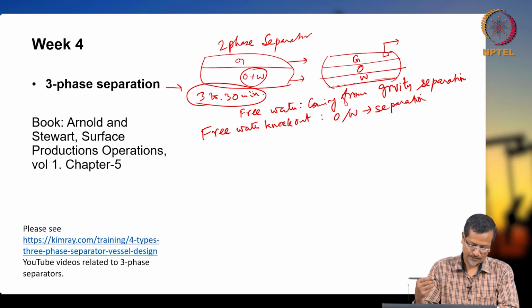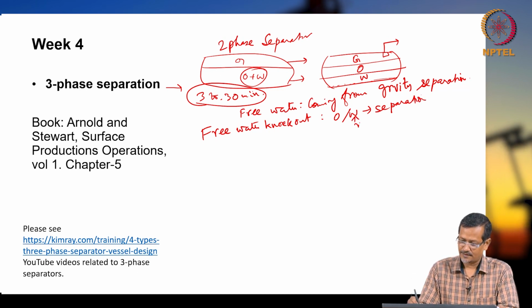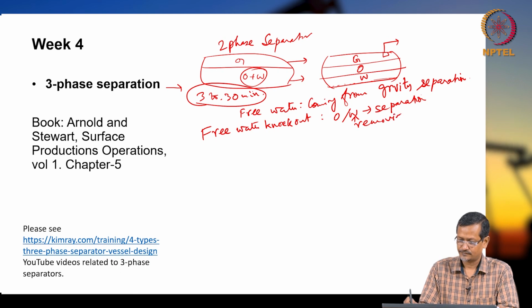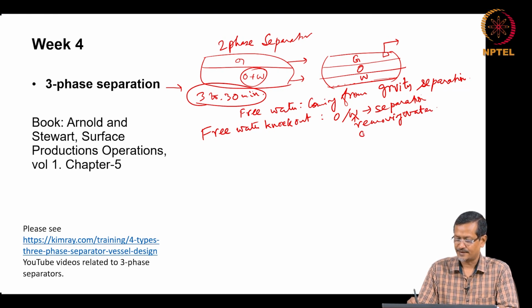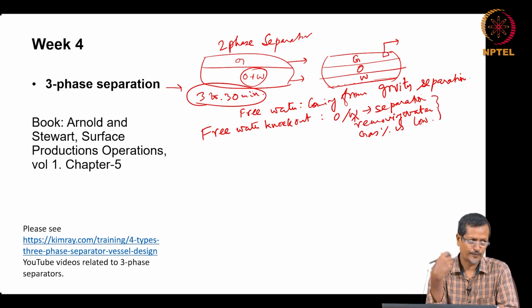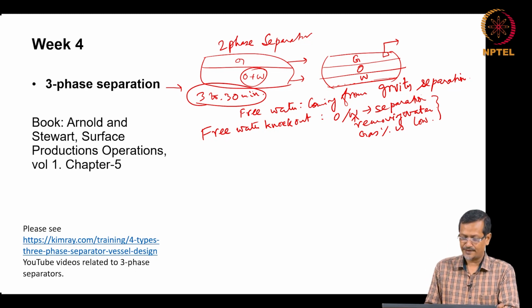Basically you are removing water, and gas is limited. Gas percentage is very low, and you are removing water, so that is called free water knockout. Flow normally enters the separator directly from the wellbore or wellhead, or it may be coming from another separator to your separator system.